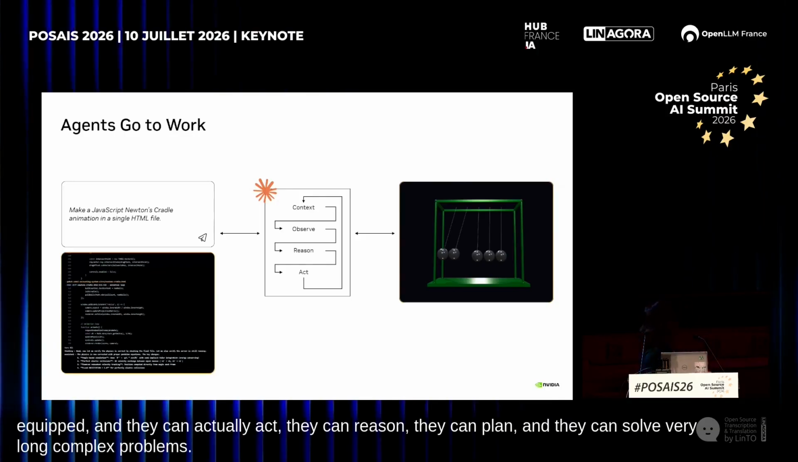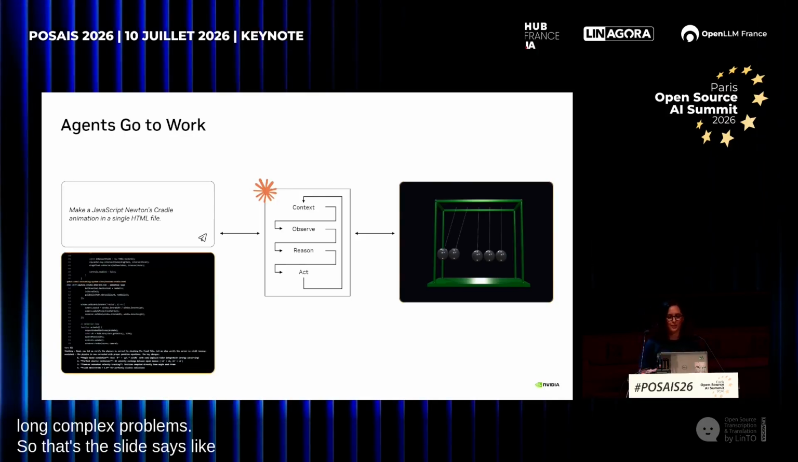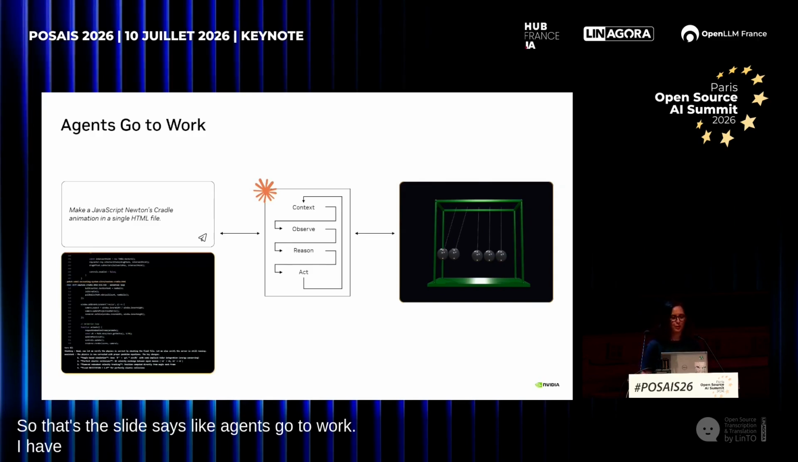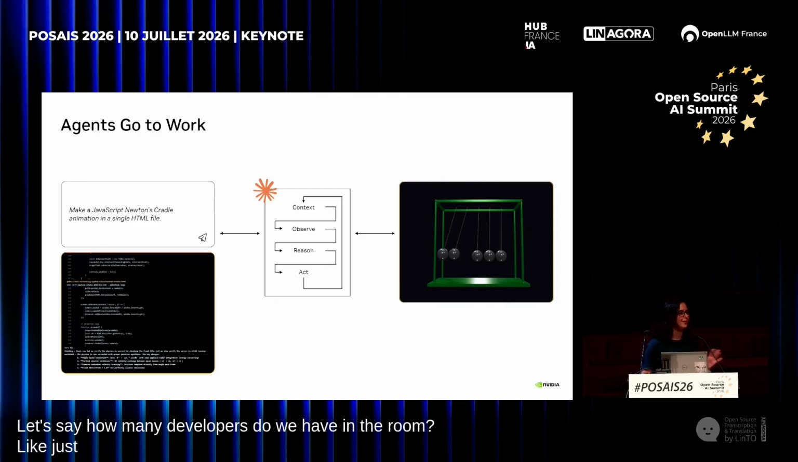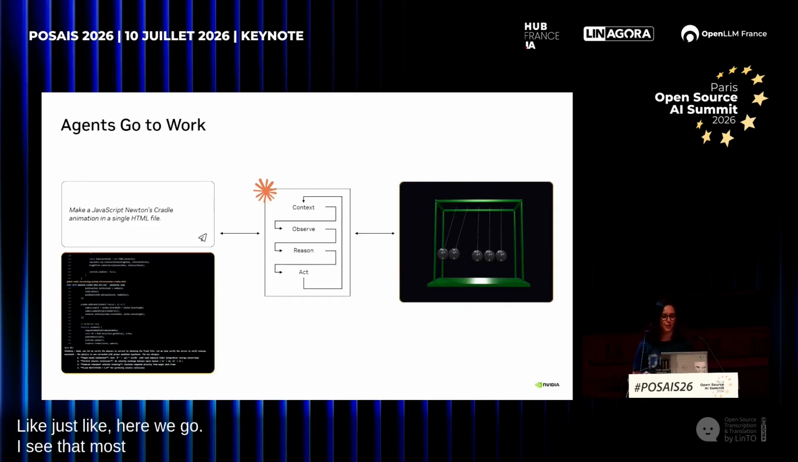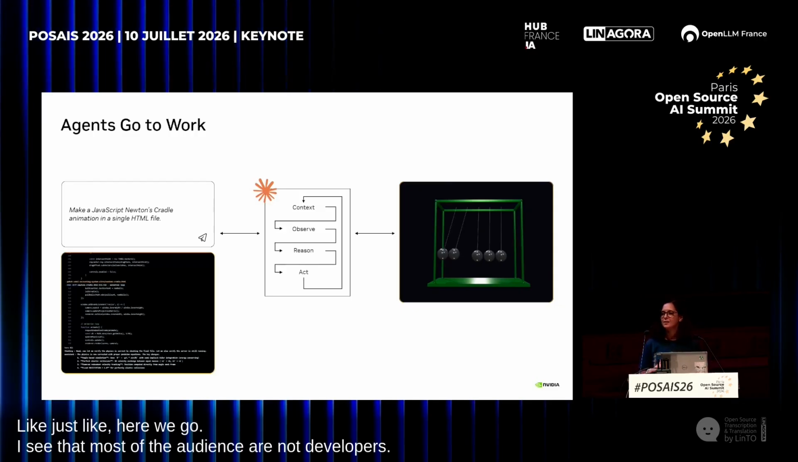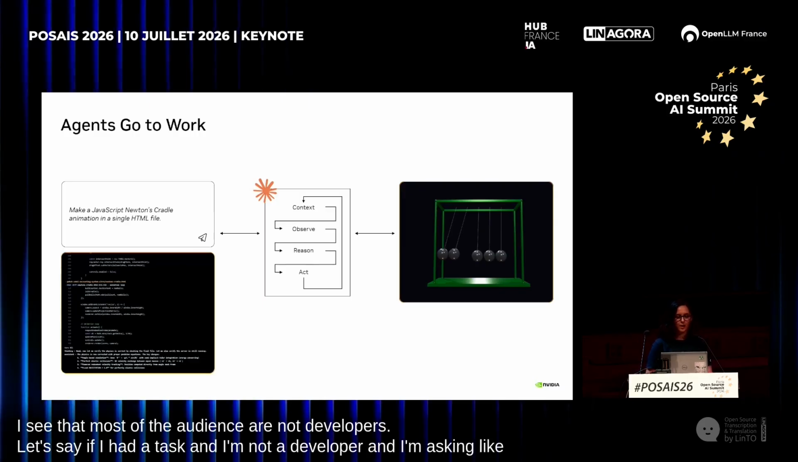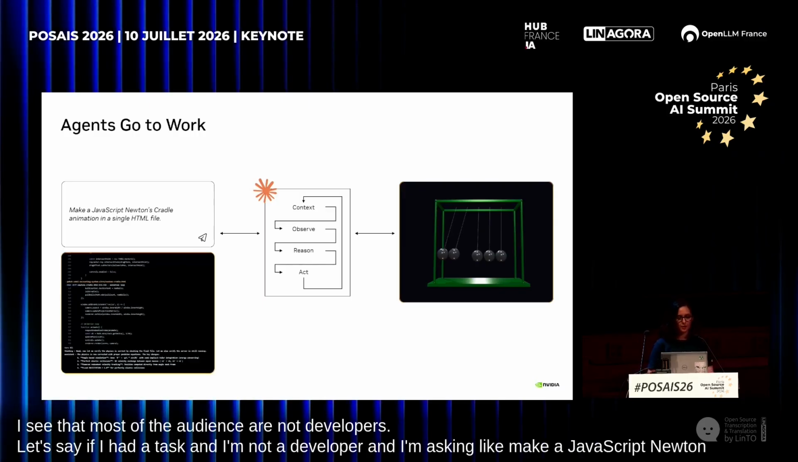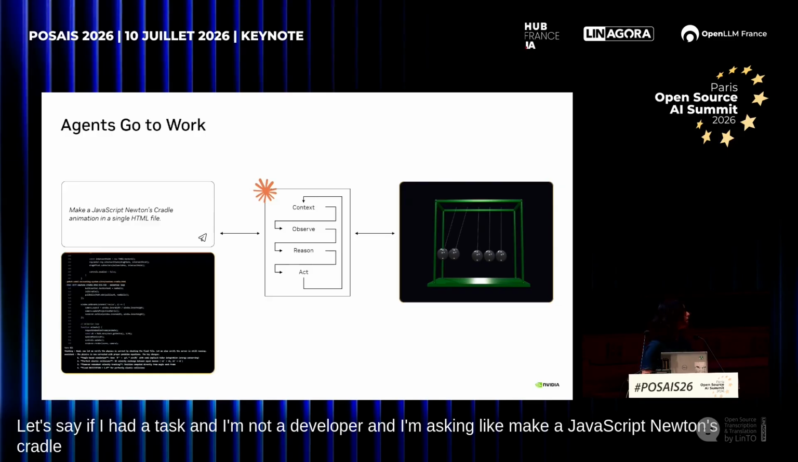So the slide says agents go to work. I have two examples to show you here. Let's say, how many developers do we have in the room? Oh, here we go. I see that most of the audience are not developers. Let's say I had a task and I'm not a developer, and I'm asking: make a JavaScript Newton's cradle animation in a single HTML file. So that's the input basically.